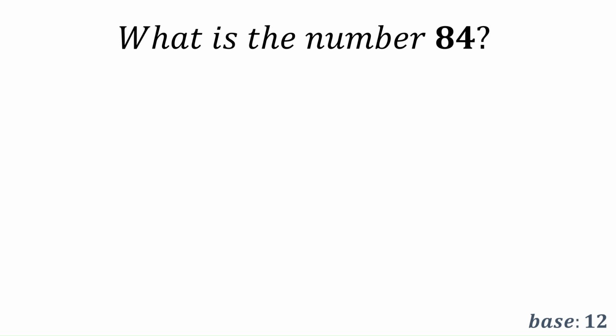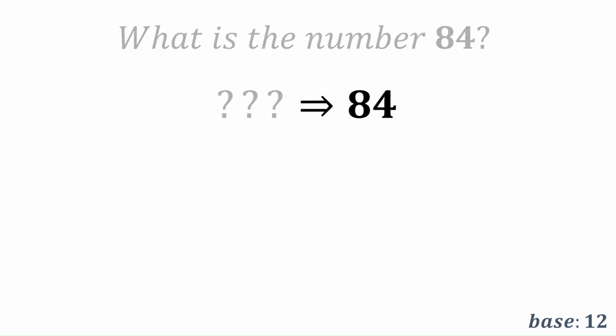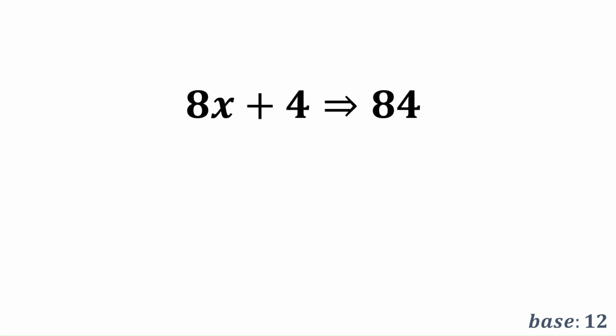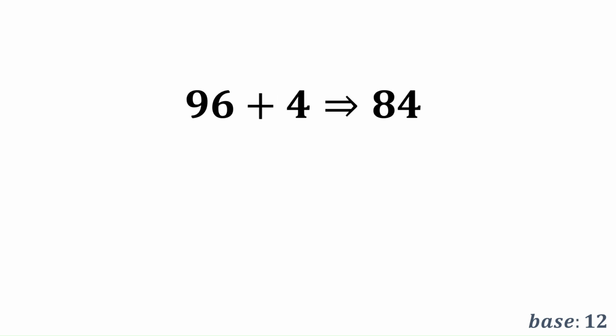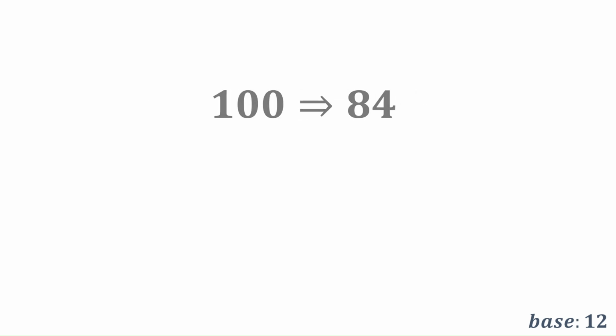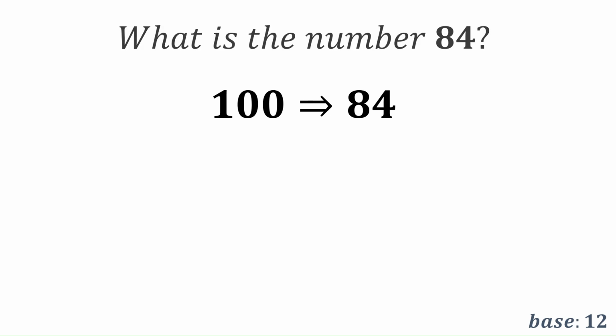What is the number 84? What normal number in base 10 is represented by 84 in base 12? We can split 84 into its separate digits, 8x plus 4, and stick a 12 into the x, as this is our base that we figured out. 8 times 12 is 96, and 96 plus 4 is 100, giving 100 as the final answer. The number 84 in our question is equal to 100.